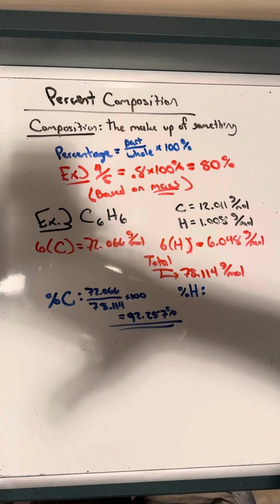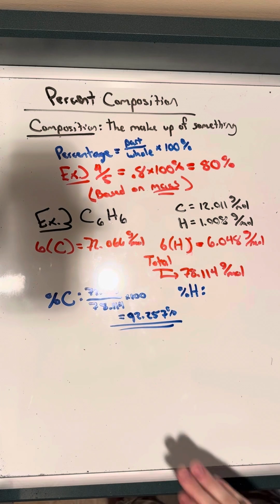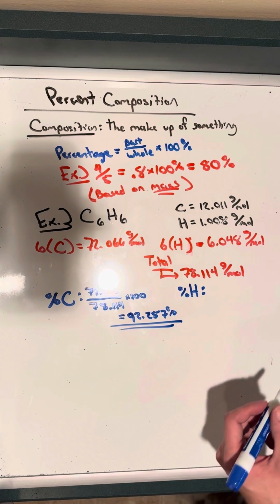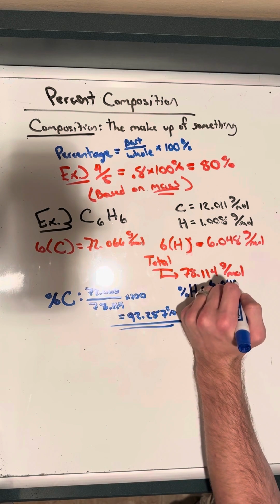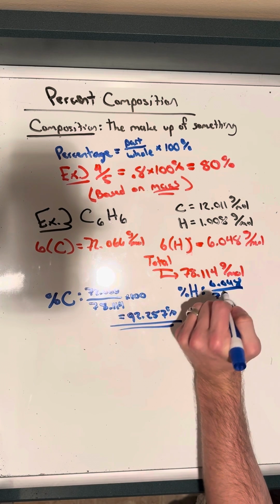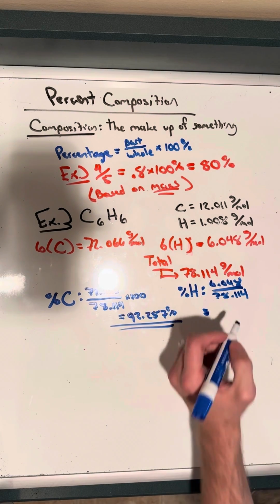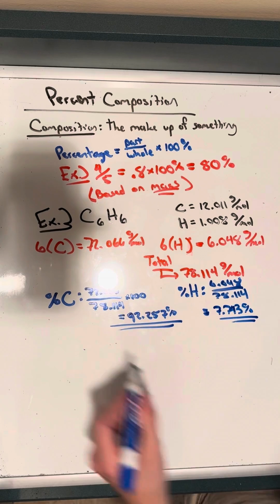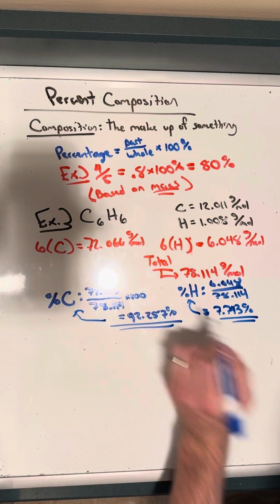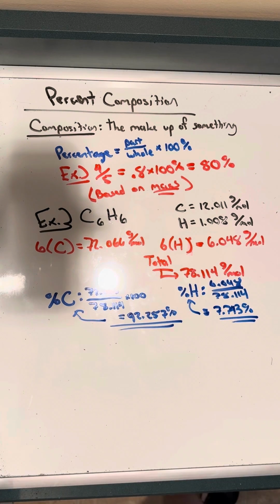So carbon weighs like 12 times more than hydrogen, so it should make up a bigger majority. Then I'm going to take hydrogen, 6.048, and divide it by the 78.114, and I will then multiply that by 100, and I'll get the rest of that 100%, right? Because these two should add up to be close to, if not perfectly, 100%. So this should be 7.743% hydrogen. So I have my percent carbon and my percent hydrogen. If I were to add those two together, it should come out to be roughly 100%. And that's going to be my percent composition.